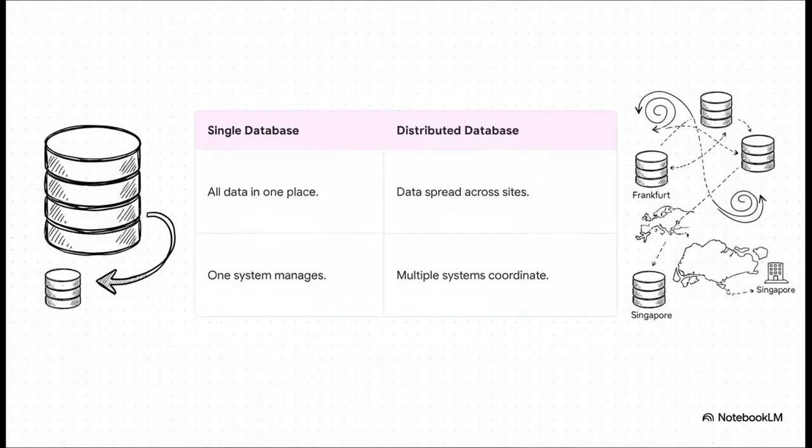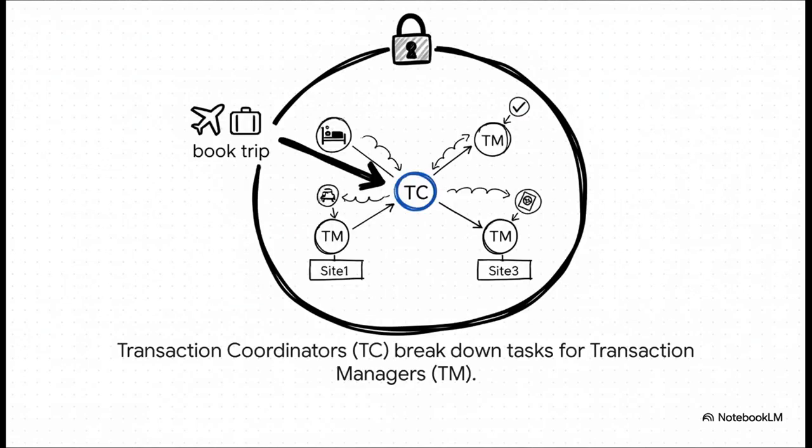So on the left, you've got your single database. It's simple. One system is the boss, managing the whole transaction from A to Z. Easy. But on the right, you've got a distributed database. Now, your flight info might be on a server in London, but the hotel data is on a server in Tokyo. Suddenly, you've got multiple, separate systems that have to coordinate with absolute perfection to make sure that all-or-nothing rule is followed.